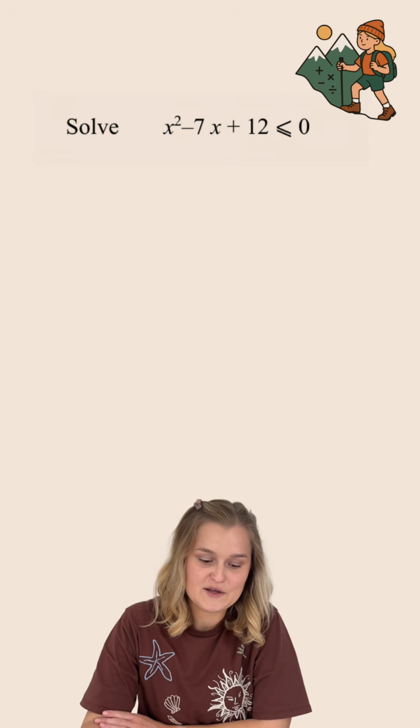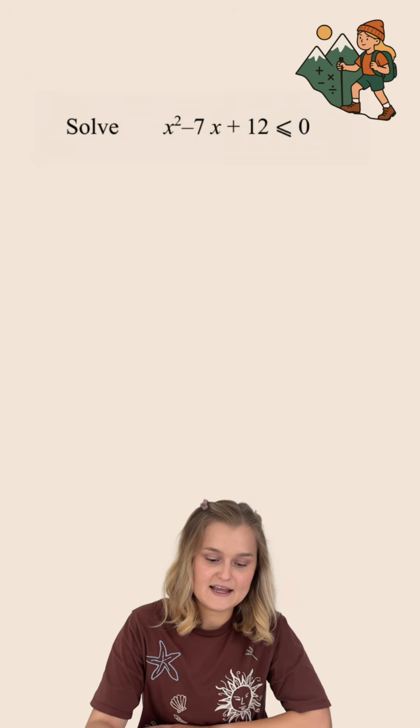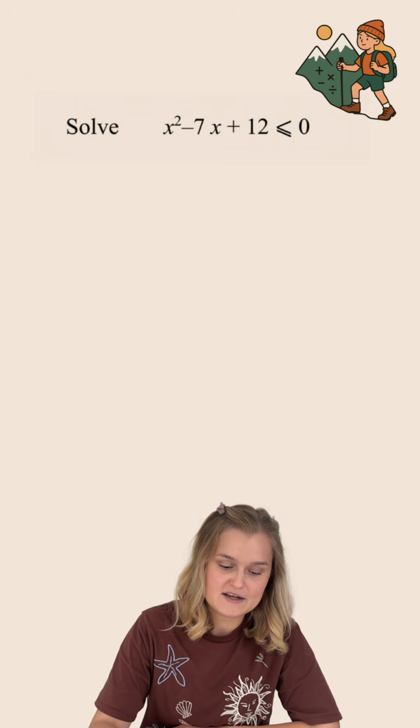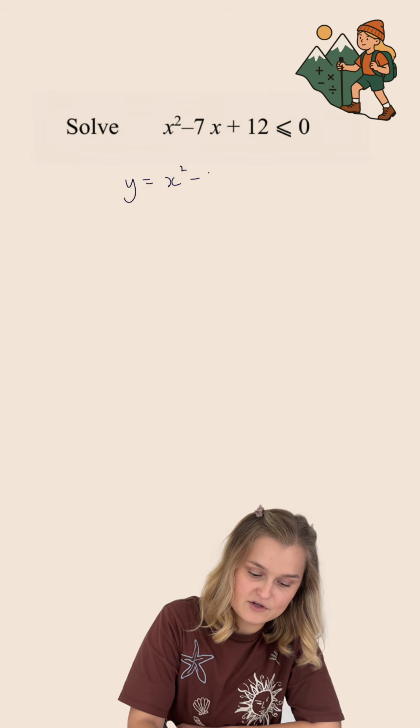Now for this question, we are solving a quadratic inequality. We have x squared minus 7x plus 12 is less than or equal to 0. Now to solve a quadratic inequality, we're going to start by finding the roots of the quadratic.